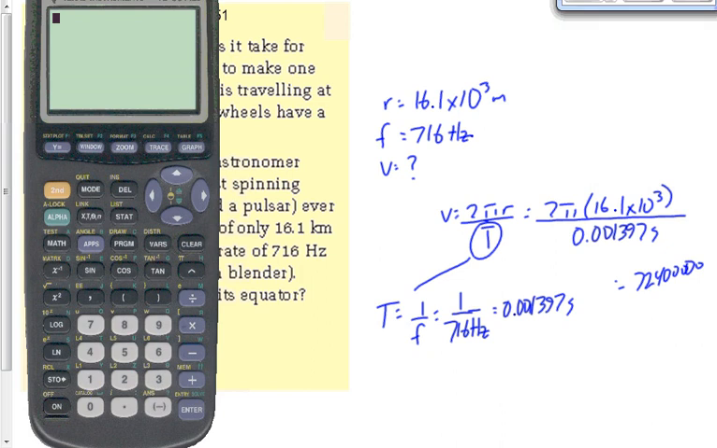So we're going to say 2 times pi times r, which is 16.1 times 10 to the 3. I'm going to divide that by 0.001397. Okay, that's my number. Some of you are good at putting that in scientific notation already. All you have to do is count the decimal places, right? 1, 2, 3, 4, 5, 6, 7. 7.24 times 10 to the 7.